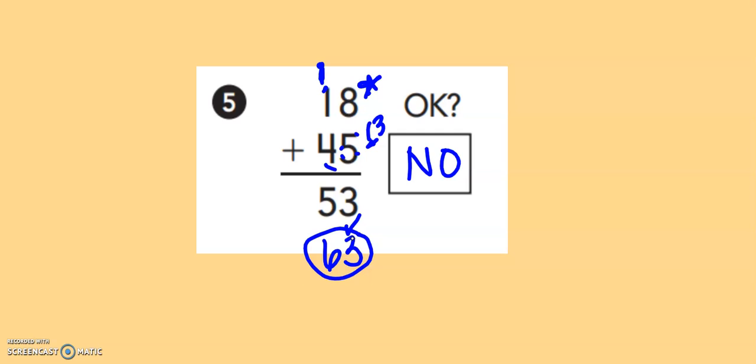They were very close, but because they didn't put that new 10 up at the top, they were 10 off from the correct answer. Remember, second grade, it's very important to ask ourselves, is my answer reasonable? And if it doesn't look right, go back and check because there might have just been a silly mistake that we can fix very easily.